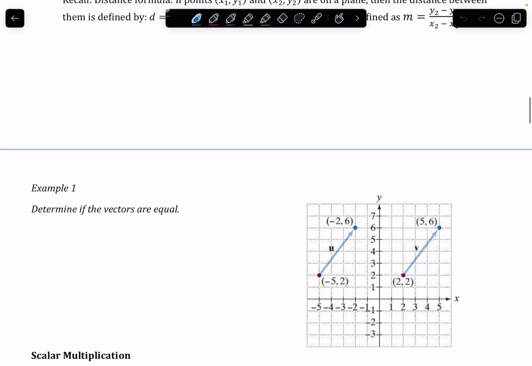All right. So example 1, determine if the vectors are equal. To show that two vectors are equal, we need to show that they have both the same magnitude and the same direction. So magnitude is like length, direction is steepness in terms of rectangular coordinates for now.